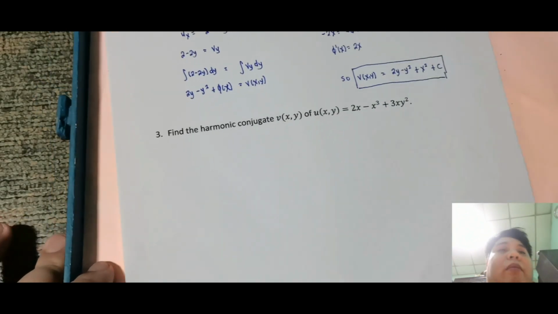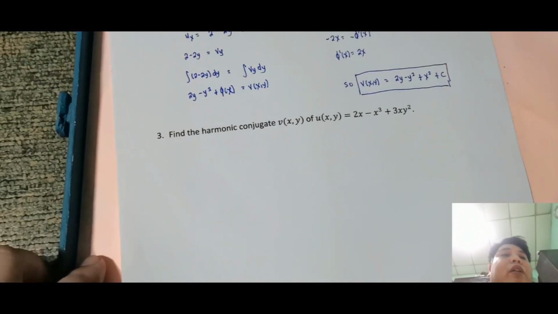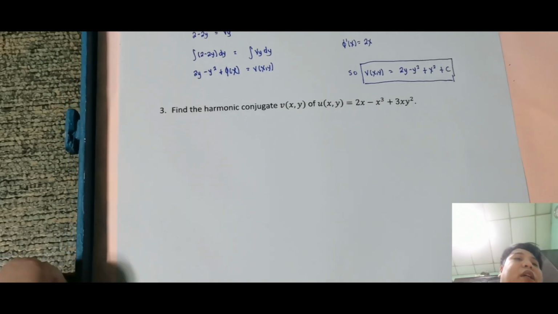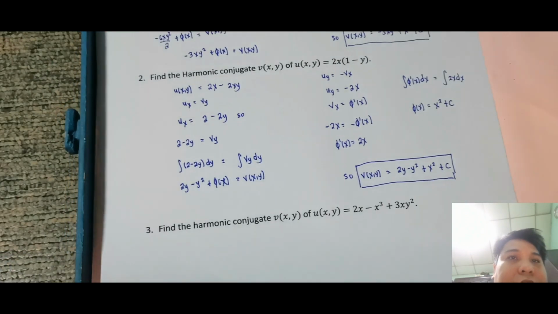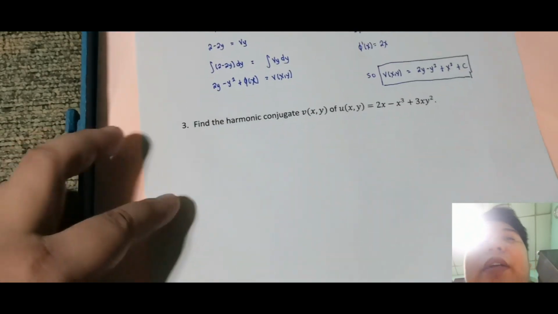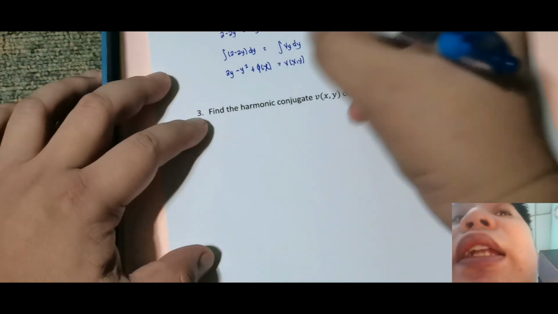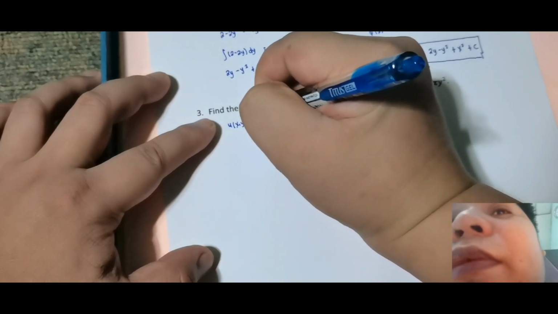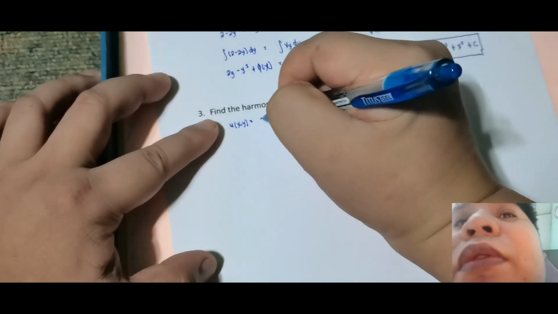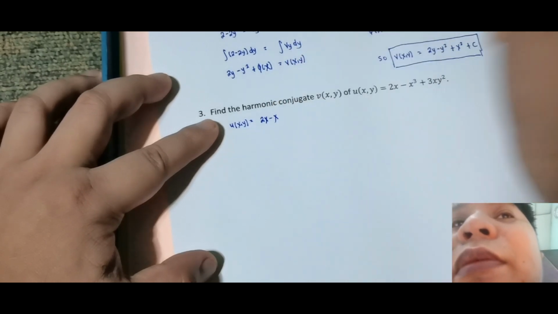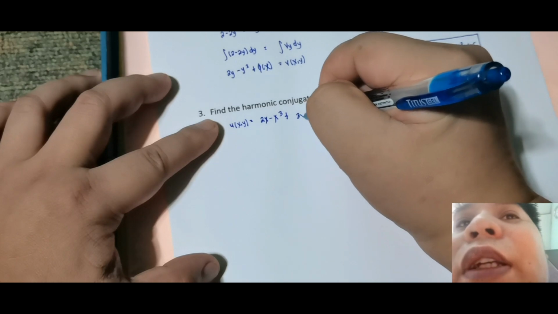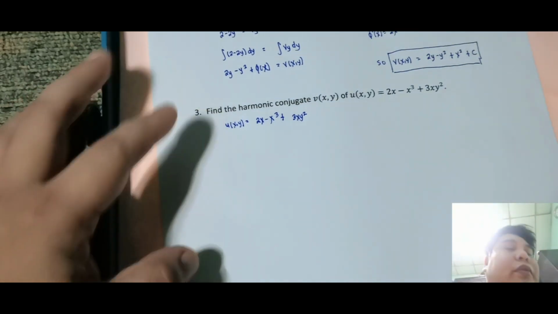Ngayon, number 3, find the harmonic conjugate p of x comma y of u of x comma y equals 2x minus x cubed plus 3x y squared. So, similar ulit. Anong gagawin? U of x comma y ilista. So, nilalagay ko lang talaga totally. So, u of x comma y is equal to 2x minus x cubed plus 3x y squared.